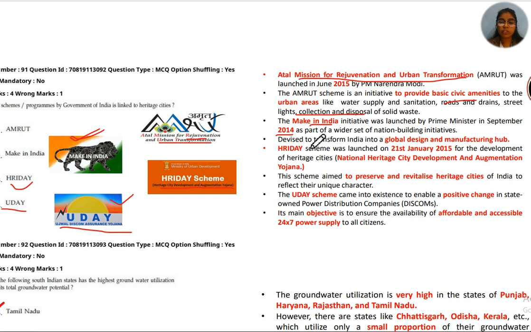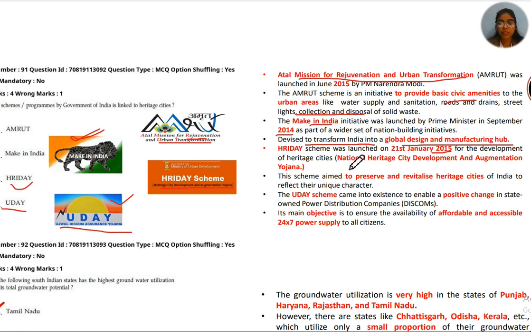So what was its aim? Devised to transform India into a global design and manufacturing hub. Make in India. Okay. To transform India into a global design and manufacturing hub. Okay, next is Hriday. It was also launched in 2015. Please remember the name of the scheme, its full form, its aim, and the year it was launched.